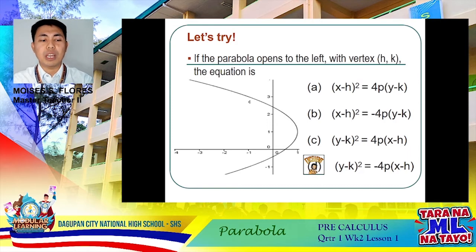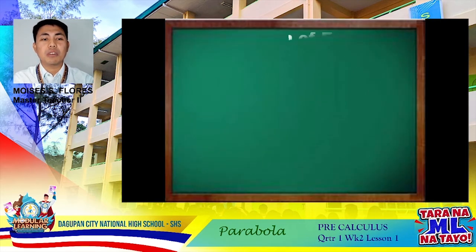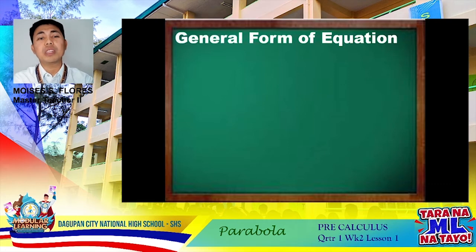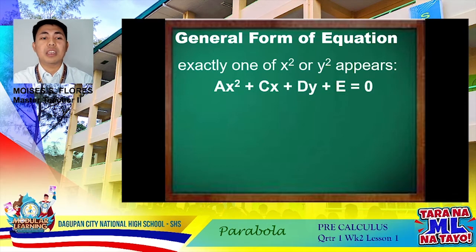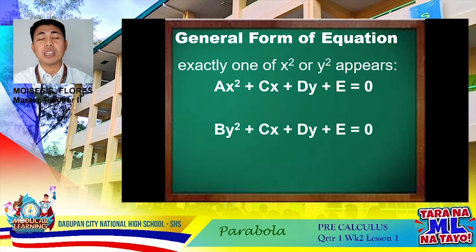As we proceed, we're going to come up with the second form of your equation. We are through with the standard form. Let's proceed with the general form of the equation of a parabola. It says here that exactly one of the variables, either x or y, is on the second degree. So notice here, ax squared plus cx plus dy plus e equals 0. That is with respect to x. And on the other hand, by squared plus cx plus dy plus e equals 0.